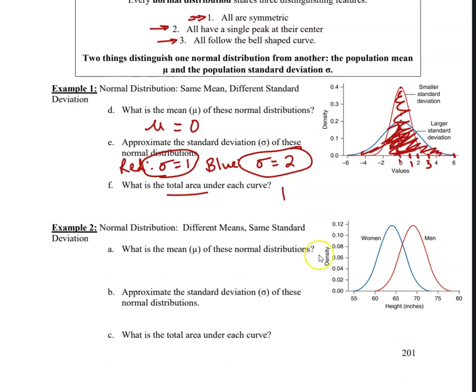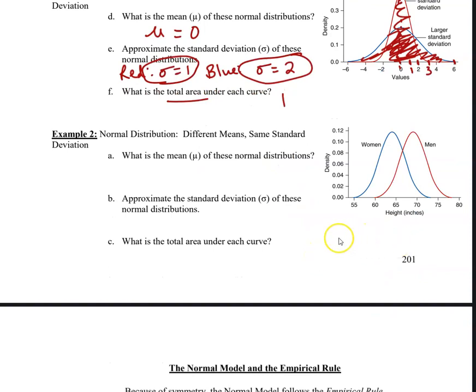Now in example 2, notice that the spread for these is going to be the same. They both have the same spread, but the mean is different. For women, it looks like we're looking at height. So for women, the mean would be, and I'm kind of eyeballing it here, but I would say that maybe it's at, I don't know, maybe 64. And then for men, let's see, it looks to me like it's maybe, I don't know, maybe 70.